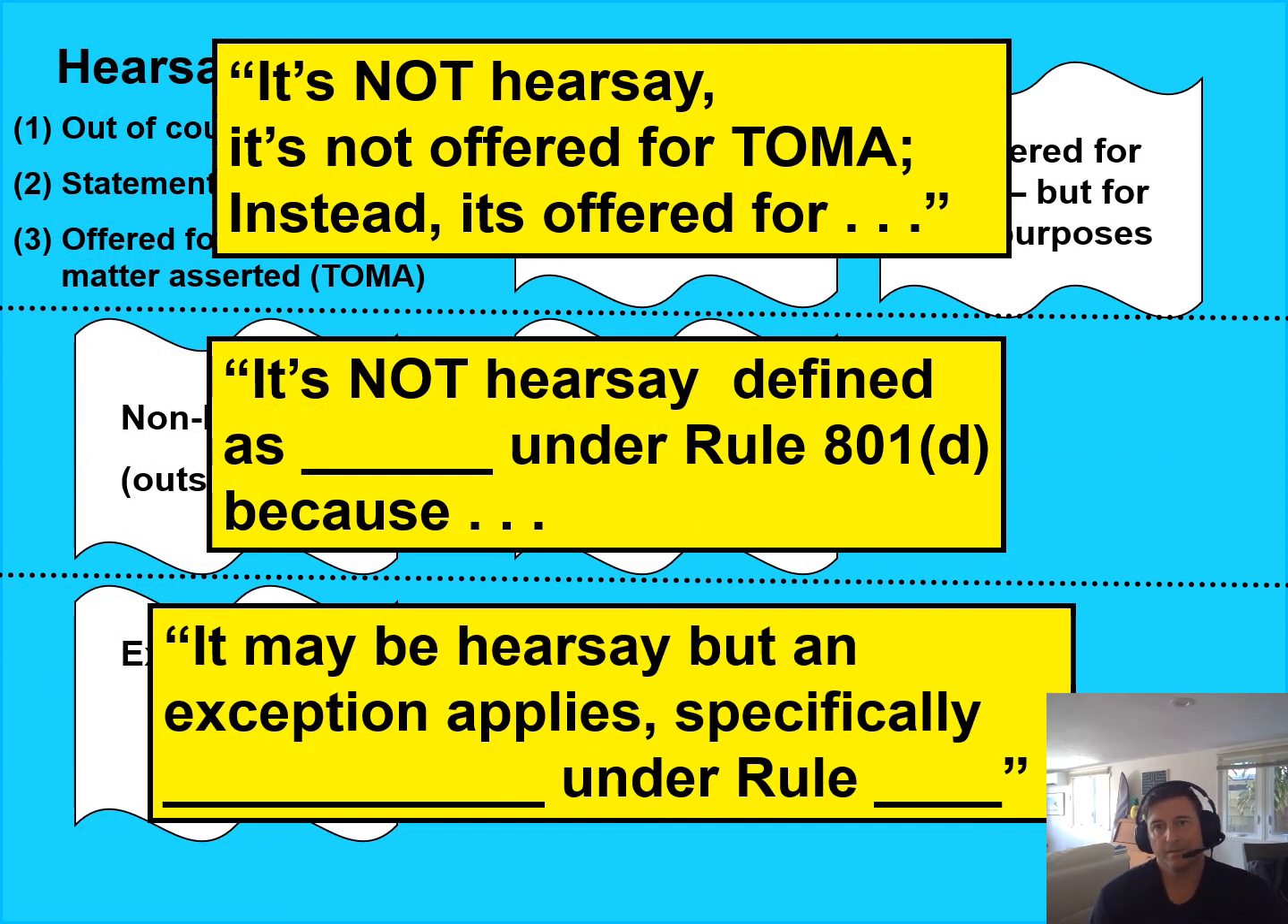If you think about the arguments that we make as proponent, I might say, this is not hearsay. It's not offered for the truth of the matter asserted, Your Honor. Instead, it's offered for some other purpose. If it's an 801(d) situation where I have my own definition, I might say this is not hearsay defined under 801(d) because it's a prior inconsistent statement, or an out-of-court identification, and I go through that argument. And lastly, if I've gone through this checklist and I've got my way down to just these narrow patches of circumstances that have to do with reliability exceptions, I'm going to say, Your Honor, it may be hearsay, but an exception applies. Specifically, this is a statement made for purpose of medical diagnosis under Rule 803(4), and then I go forward with my argument.